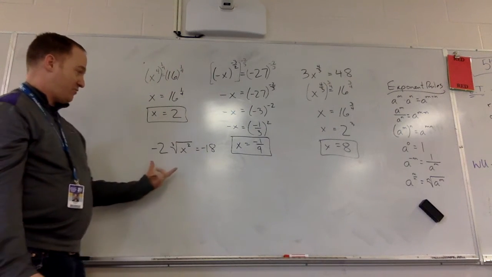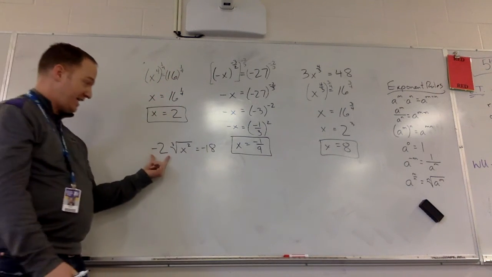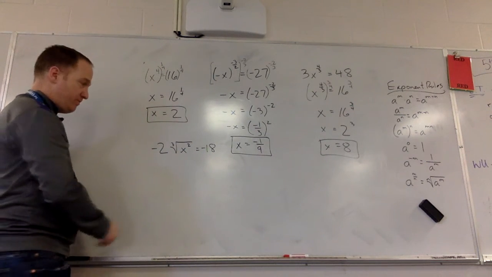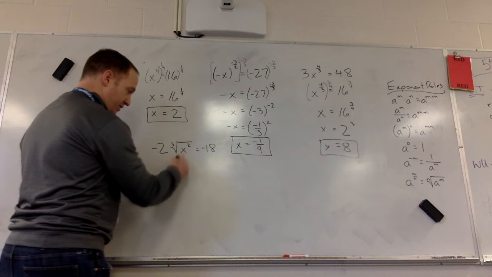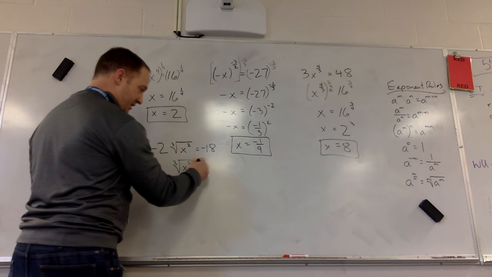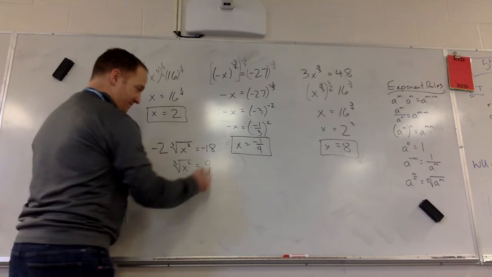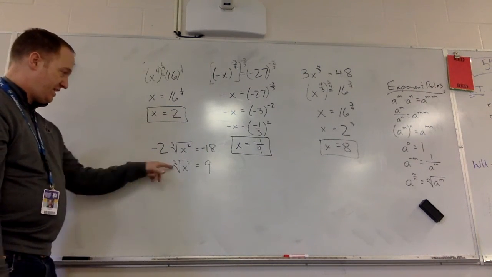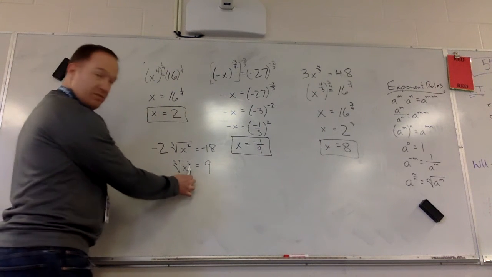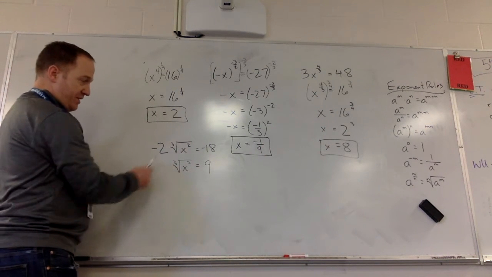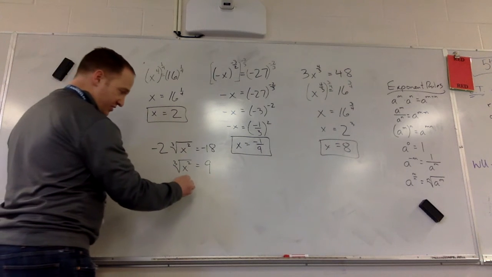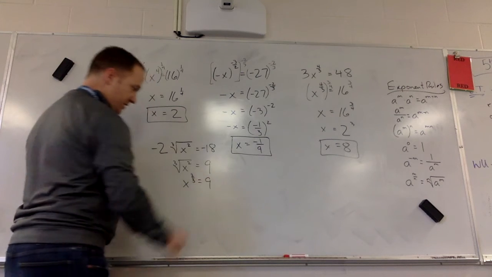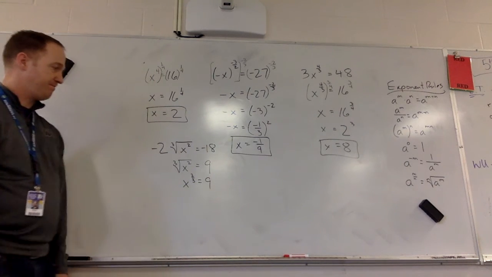Let's take a look at this last one right here. Again, kind of similar to that one. We have to get rid of this -2 first. So we're going to divide both sides by -2. You get the cube root of x squared equals 9. Now 2 is the power here, and 3 is the root. So we can actually change this to x to the 2/3. Those two mean the same thing.